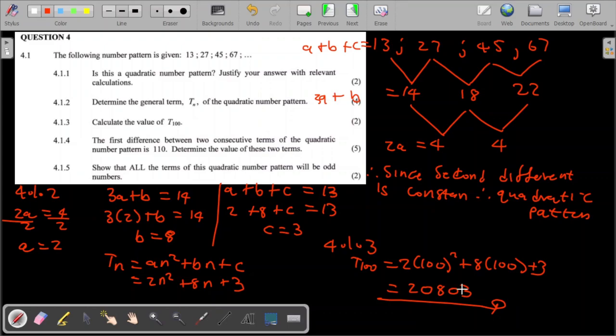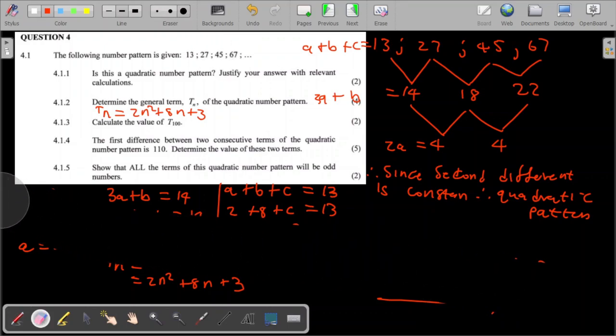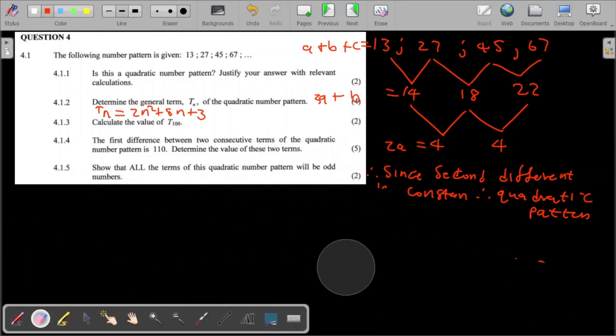Now going to 4.1.4. Okay, I've just done this one. Just want to write my Tn here: it's 2n squared plus 8n plus 3. Probably I'm going to need this one. The T100, it's fine. Now I need to get rid of this thing here.